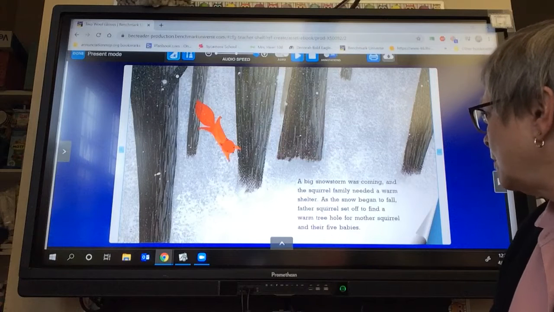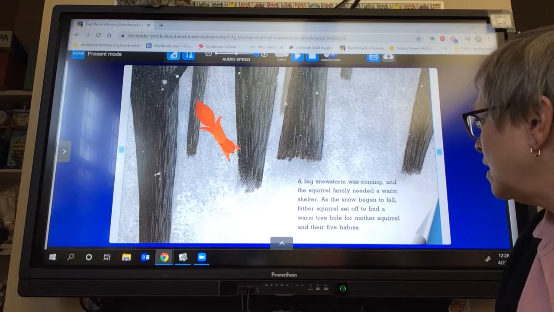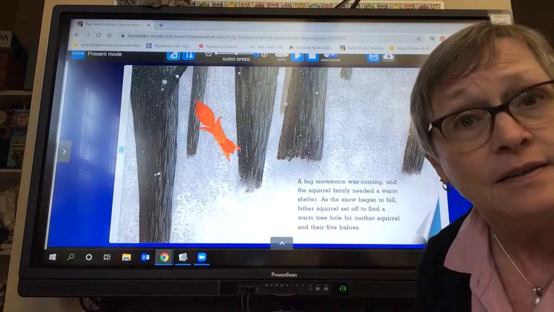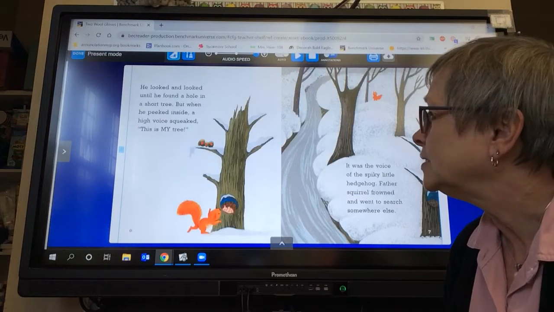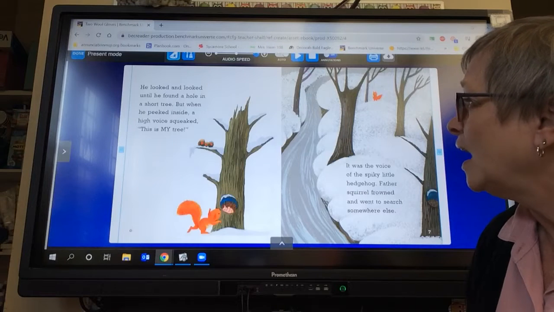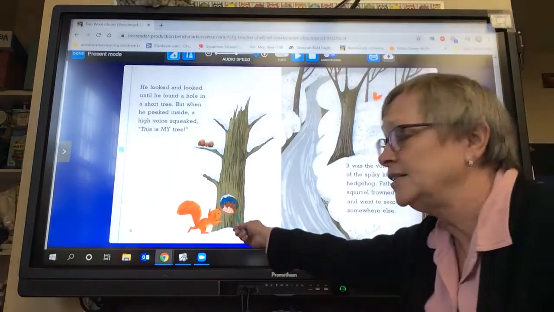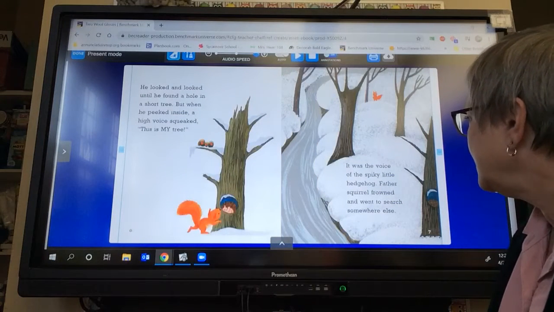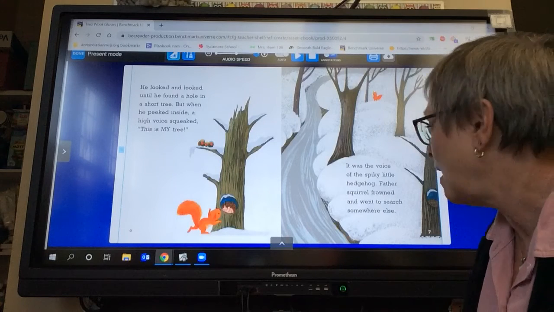It says a big snowstorm was coming, and the squirrel family needed a warm shelter. As the snow began to fall, Father Squirrel set off to find a warm tree hole for Mother Squirrel and their 5 babies. He looked and looked until he found a hole in a short tree. But when he peeked inside, a high voice squeaked, "This is my tree." You see that hedgehog all cuddled up? It was the voice of a spiky little hedgehog. Father Squirrel frowned and went to search somewhere else.